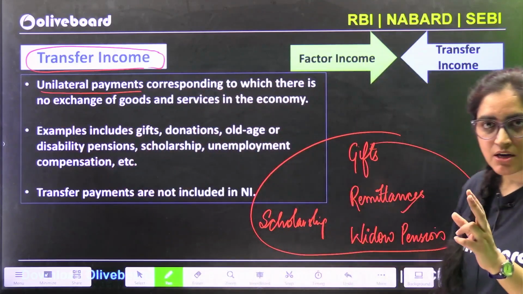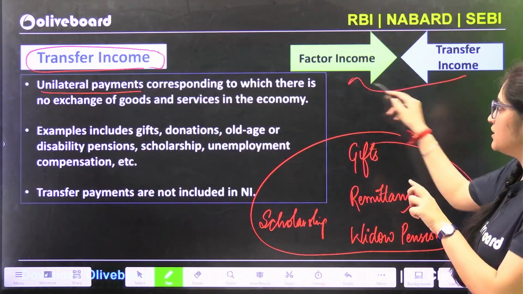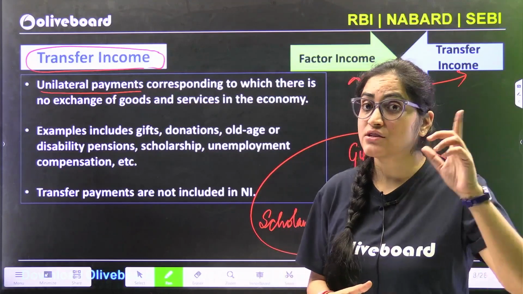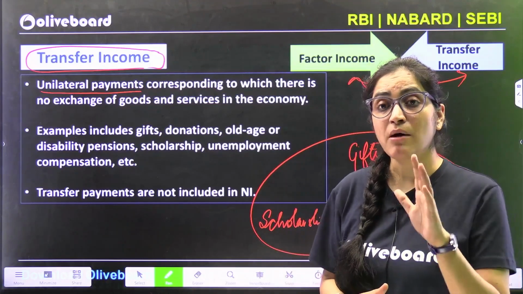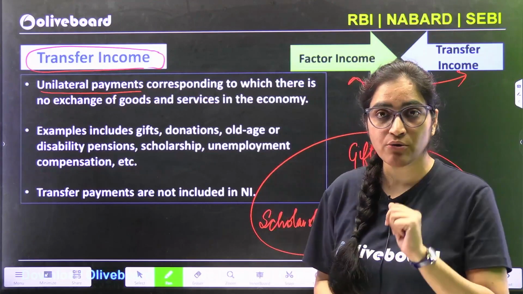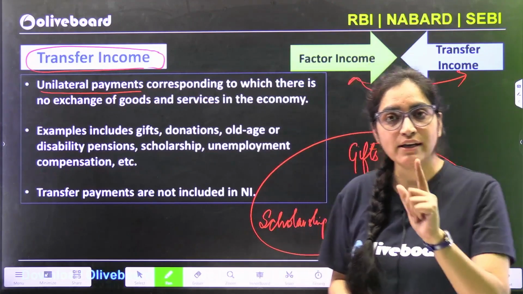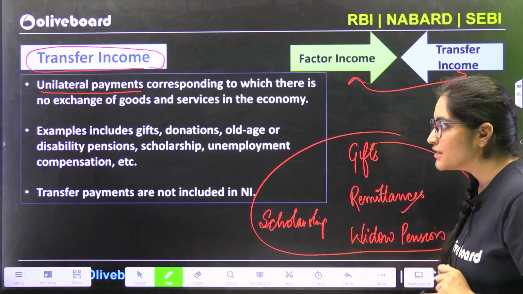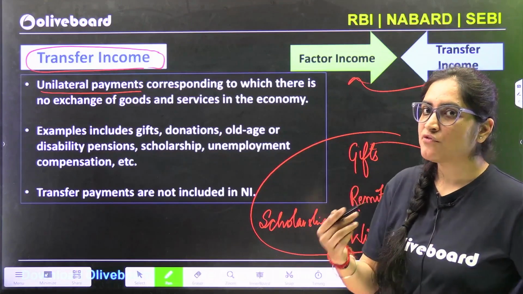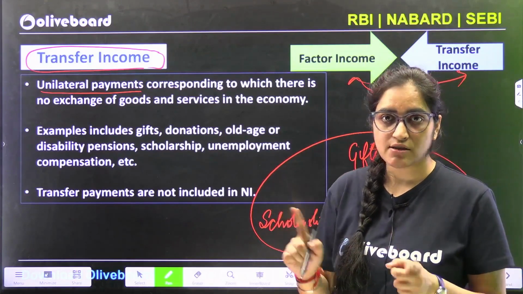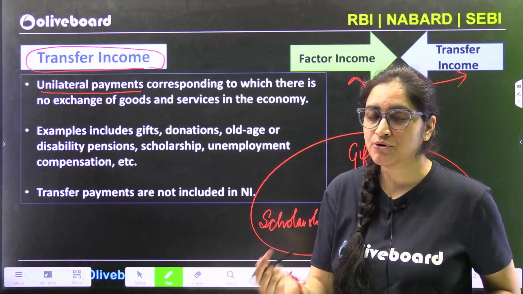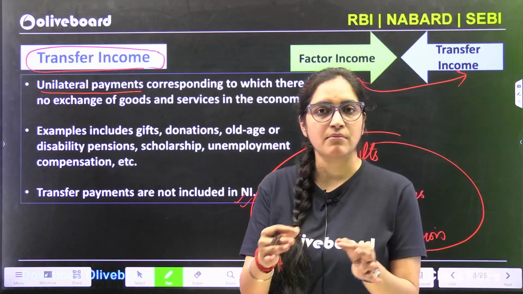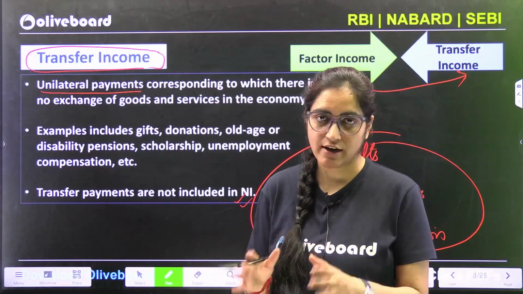So factor payment and transfer income are somewhat complete opposites of each other. If you remember, when I was telling you about national income calculation, I told you that you have to add only the goods and services that were produced. But in transfer payments, there are no goods and services involved. No goods and services are being produced. Therefore, transfer income is not included in your national income calculation. That you have to be clear of.